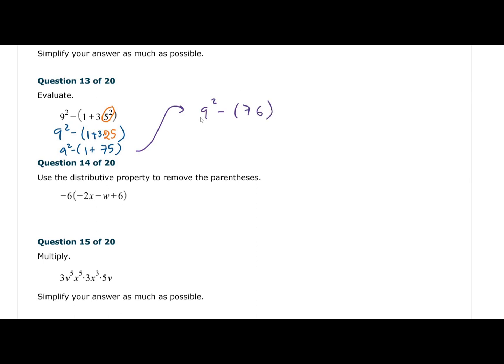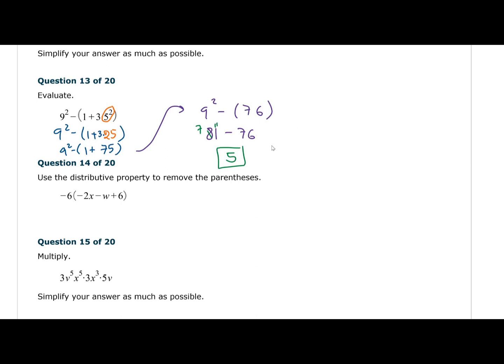Then outside the parentheses, we have 9 squared, which is 81. Okay, 9 times 9 is 81. Minus 76. 81 subtract 76. Borrow 1 from the 8, that will give you 11. 11 minus 6 will give you 5. And 7 minus 7 is 0. So the answer will be 5. And that's it for number 13.